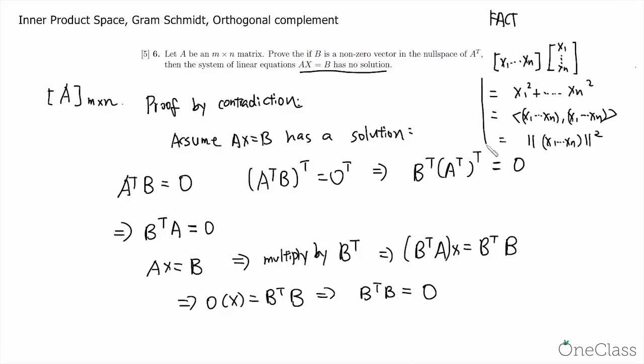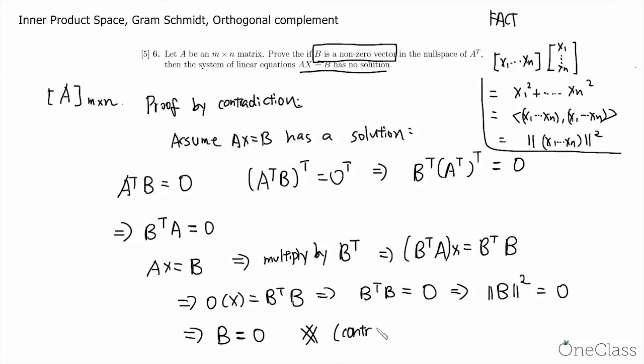In this case, since B^T B equals 0, then B^T B is also equal to the length of B squared, which equals 0. And the length of B squared is only 0 when B is 0. That is given in the definition of inner product: the inner product of the same vector will be 0 only if the vector is 0. So the length of B squared is equal to 0 if and only if B is equal to 0. And this is a huge contradiction because in the question we are given that B is a non-zero vector.